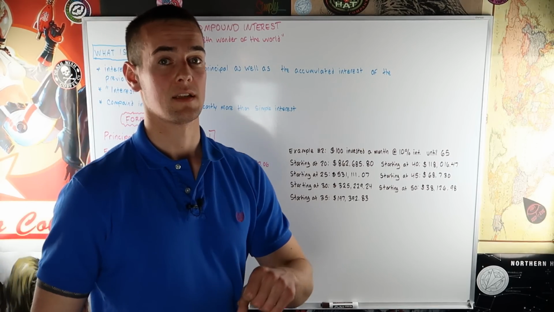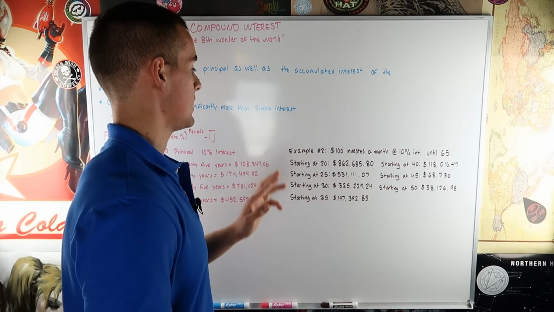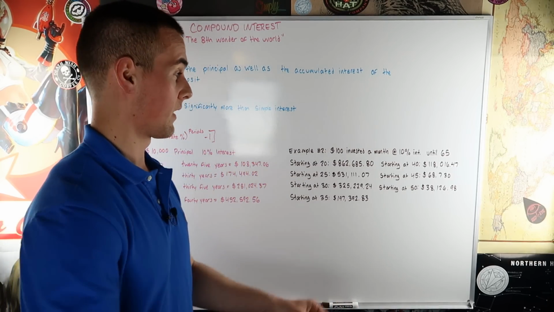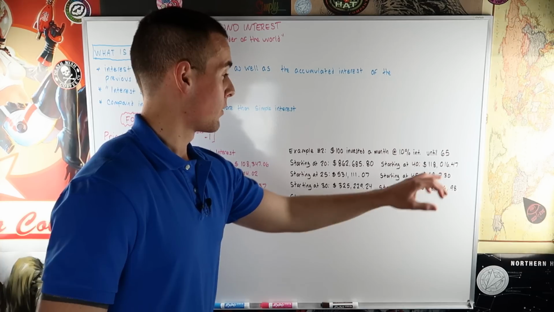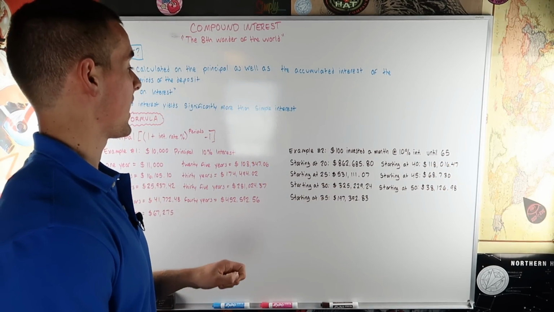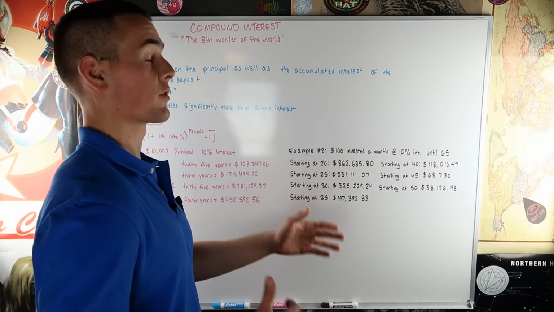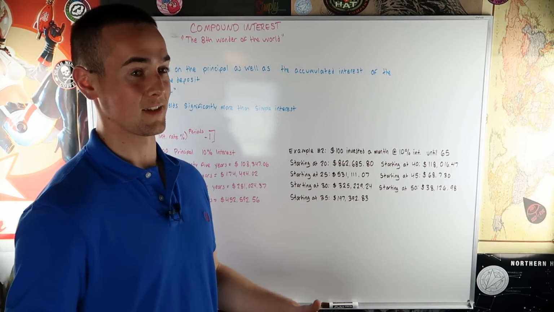So let's say you invested $100 a month starting at 20 years old. You got your first job. Every single month you set aside 100 bucks and you invest it. If you start at 20, by the time you're 65 years old, you're gonna have $862,685.80, just under $900,000. You're almost a millionaire.